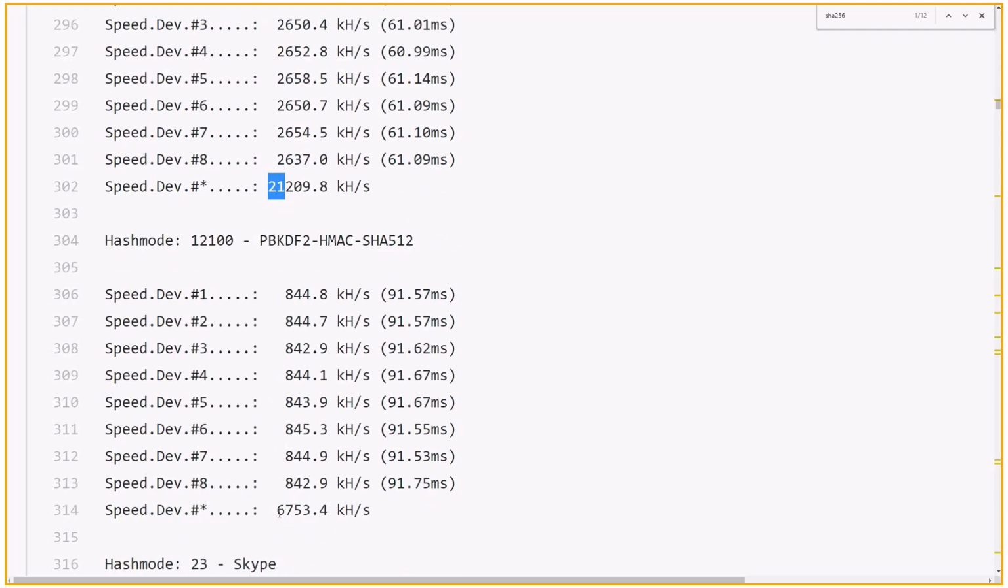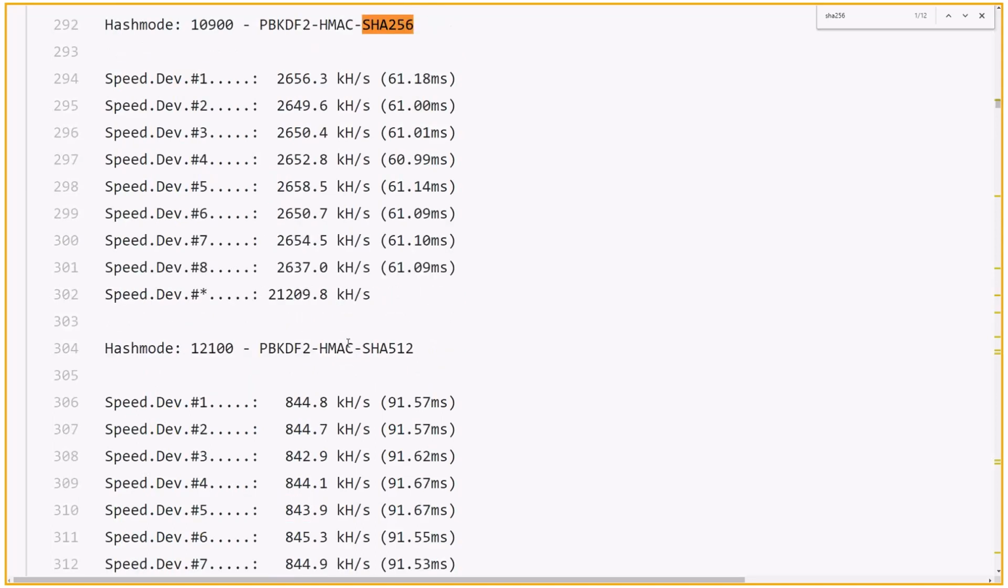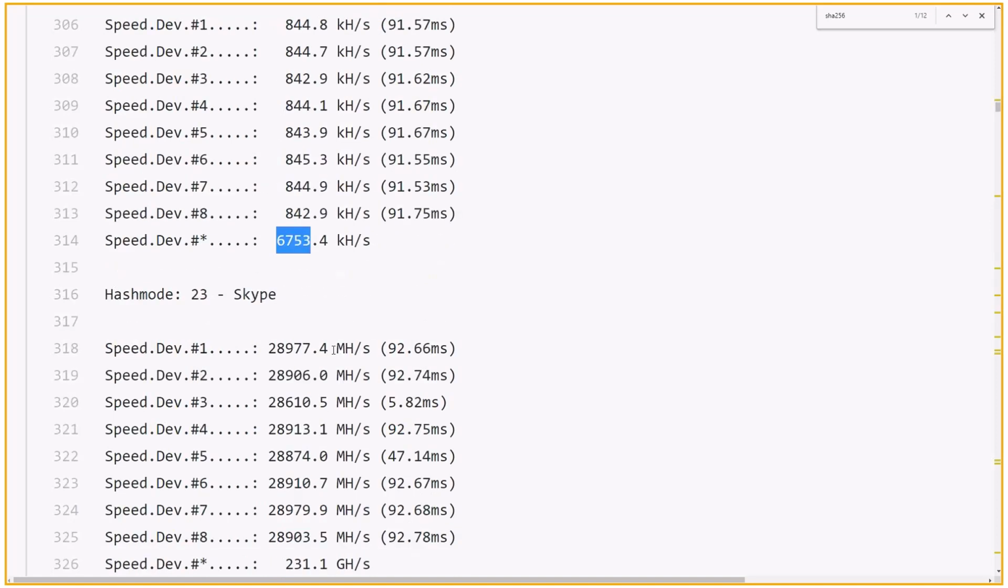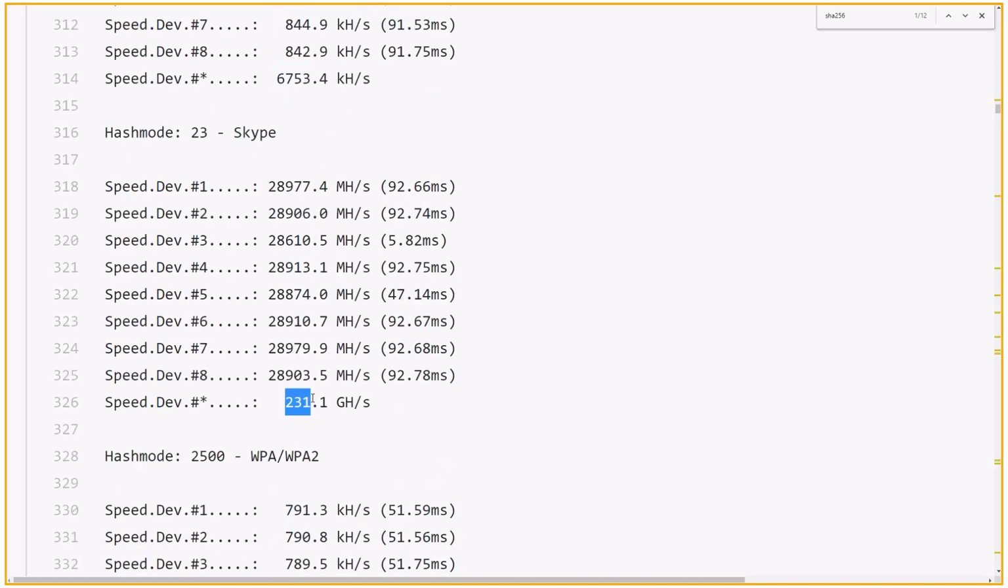SHA-512 is only 6,000. So it's about three times more secure than SHA-256. As for Scrypt, I don't know the version, but the speed is extremely high: 231 gigahash per second. So if you use Scrypt, it's very good to select a large password to create problems for the person who will probably crack your hash.